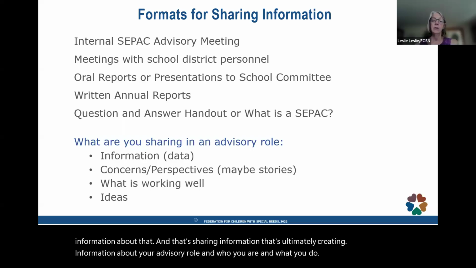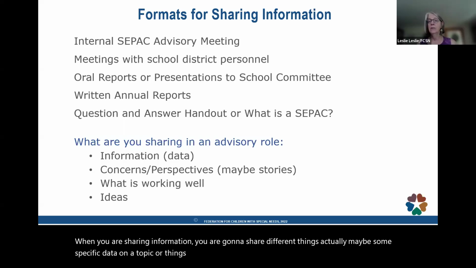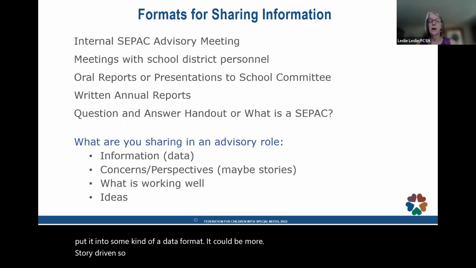When you are sharing information, you are going to share different things. Actually, maybe some specific data on a topic or things that you've gathered, information that you've gathered, and put it into some kind of a data format. It could be more story-driven, so experiences of families, their concerns, their perspectives.